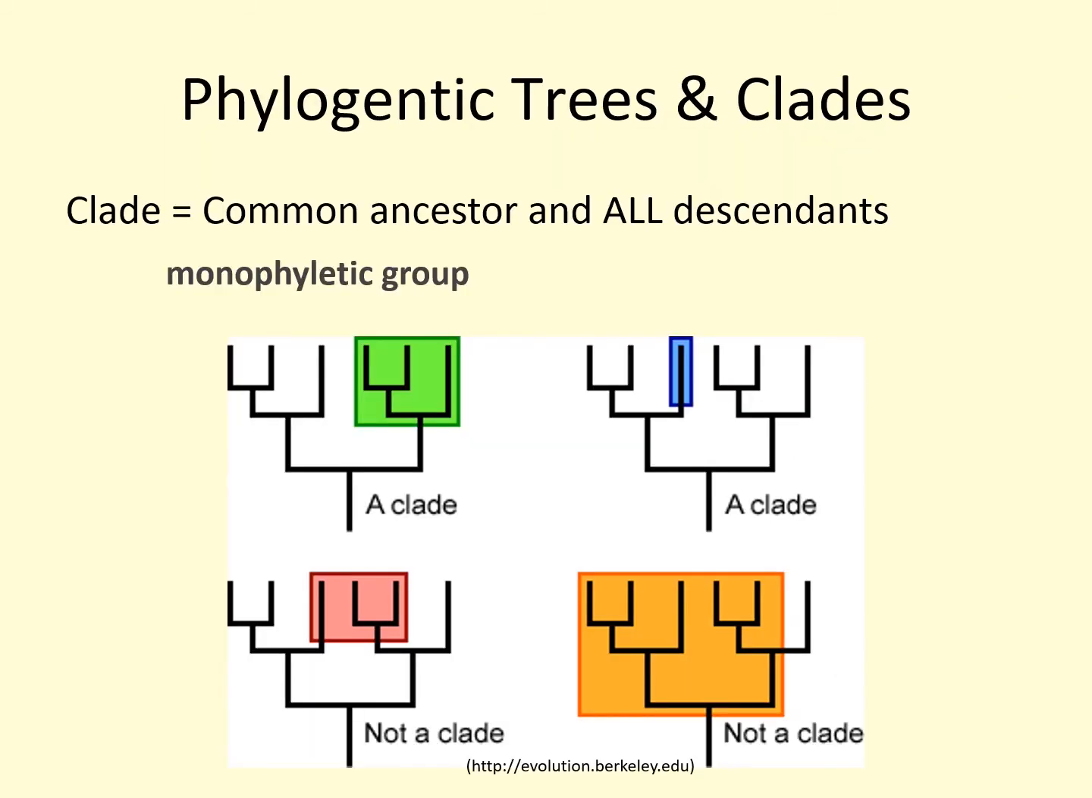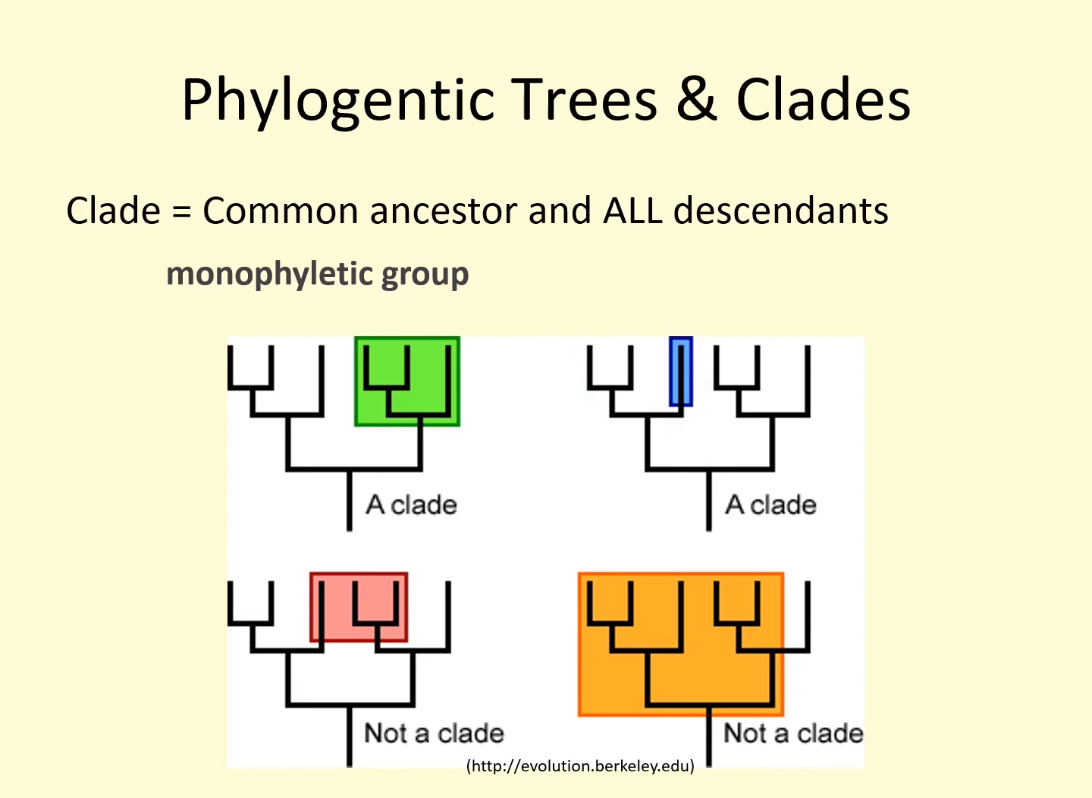So when we take a look at phylogenetic trees and clades, one of the things I want to reiterate is that a clade is a common ancestor and all of its descendants. You can see right here in this green box, here's a clade. You have a common ancestor and all three descendants. This is a clade because there's a common ancestor down here, and then there's only one group of descendants on this branch.